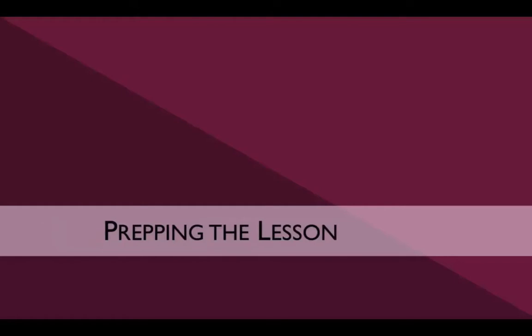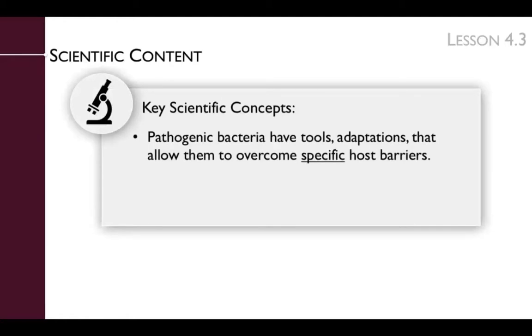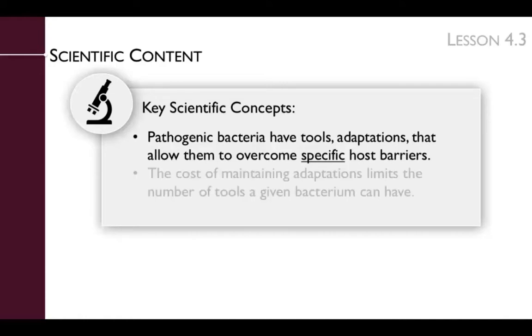To prepare for this lesson, you'll need to review the key scientific concepts. Pathogenic bacteria have tools, adaptations, that allow them to overcome specific host barriers. The cost of maintaining adaptations limits the number of tools a given bacterium can have.